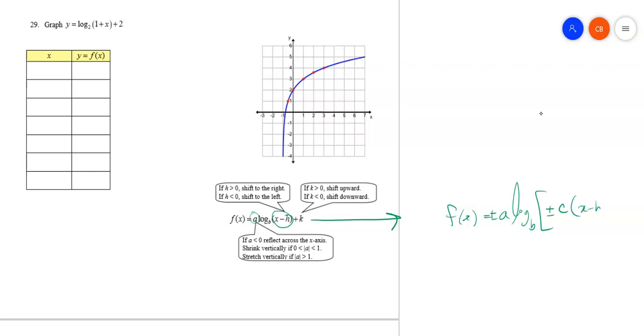Then we can shift to the right by h, and now we can shift up by k. And so I just wanted to add this little bit of extra stuff to make it more inclusive. And so now we have all of the transformations that are possible to do with log. And so think about what's going on with this one.